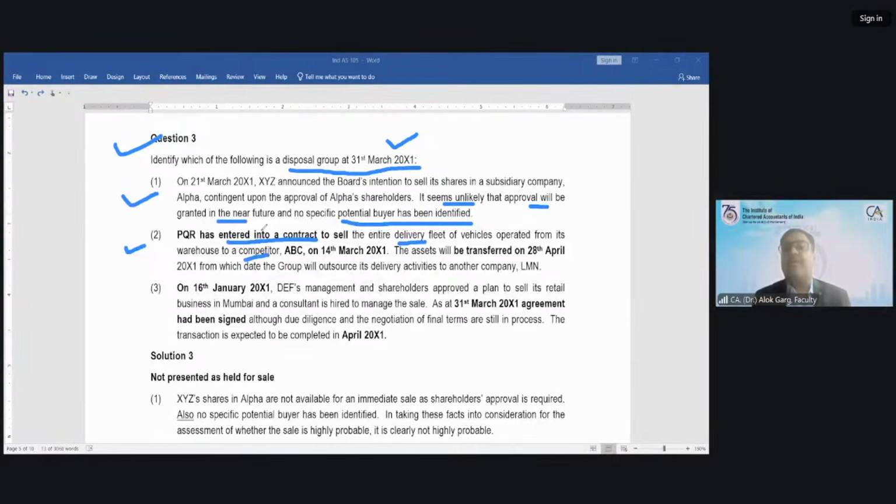The assets will be transferred on 28th April 20x1, from which date the group will outsource its delivery activities to another company, LMN. Right. Tell me, in this case, whether this fleet of vehicles will be classified as held for sale on 14th March 20x1.